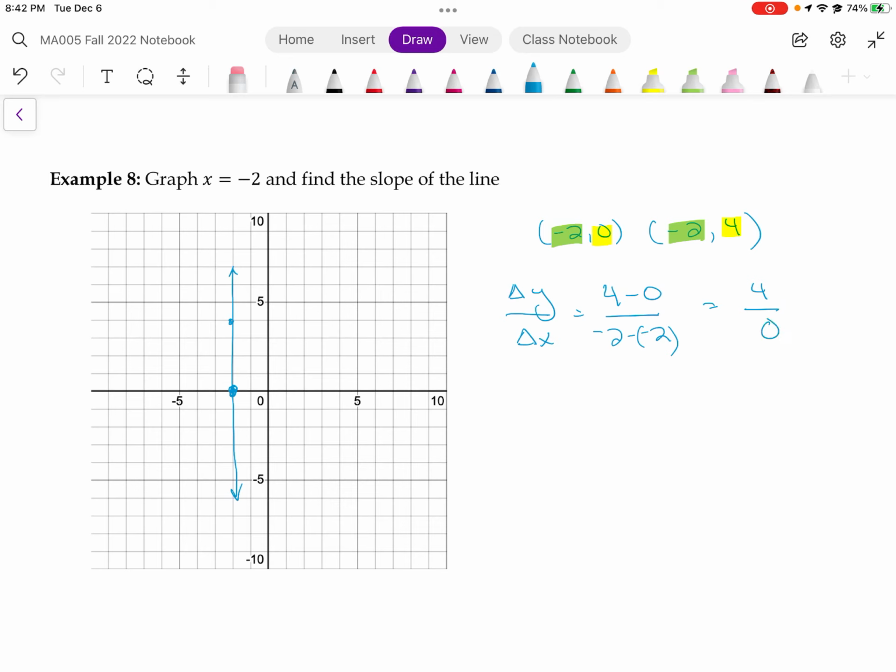All right, what just happened? We've got 4 over 0. What are we going to do with that? Well, we get undefined. The slope is undefined. And that is true for all vertical lines. The slope is undefined.